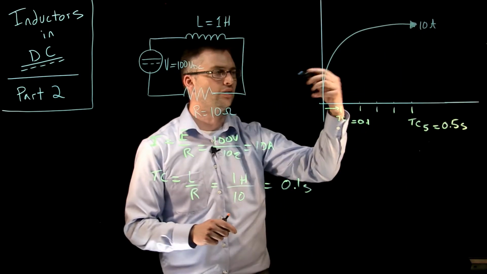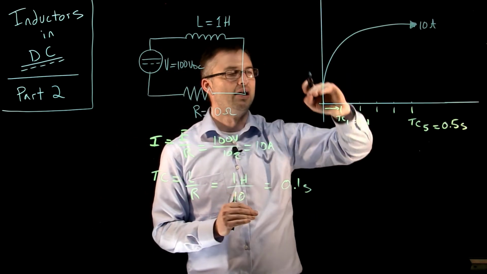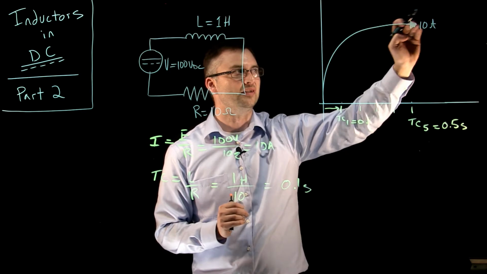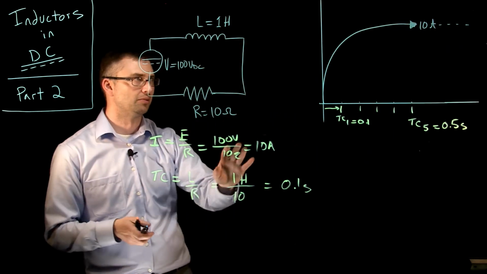Okay, so we have a logarithmic rise here of current. Didn't rise immediately straight up, but it did rise rather quickly and then leveled off to its steady state current of 10 amps, which we calculated with Ohm's law.